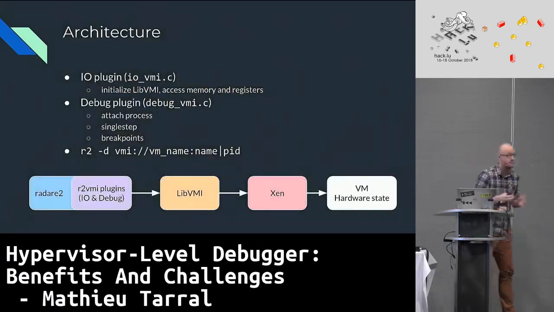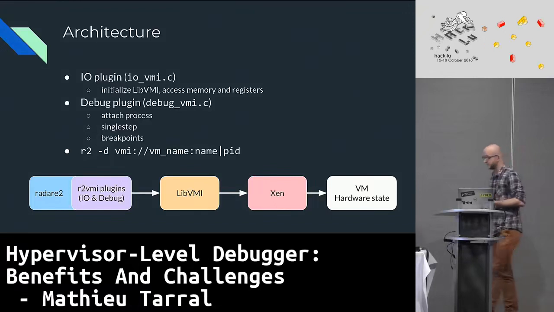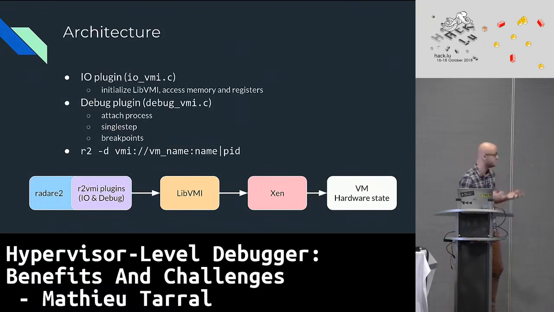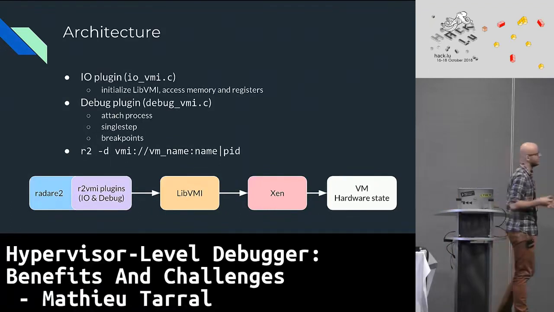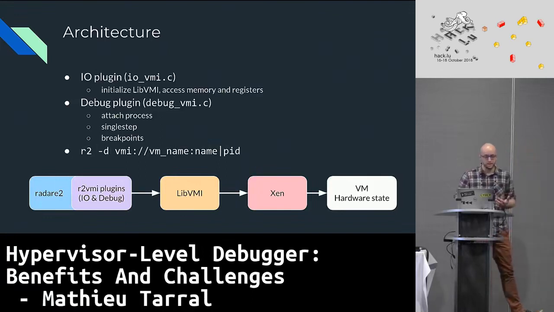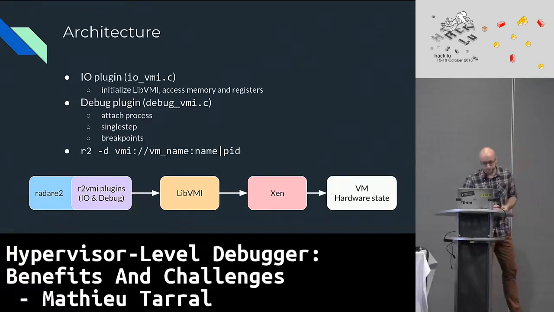So this is my final architecture. I will use Radare as the main tool for debugging, because it's really flexible and it allows me to write a debugger backend and implement my own debugger with plugins. I will write an IO plugin, which will deal with initializing libvmi and accessing the memory, and a debug plugin, which will deal with all the hardware events and the debugging events.